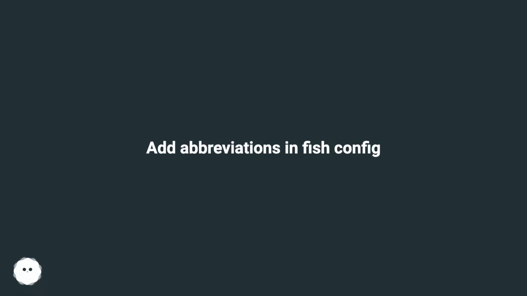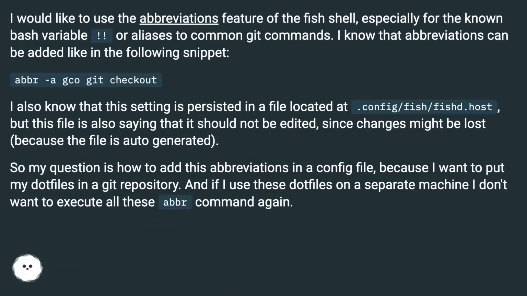Add abbreviations in Fish Config. I would like to use the abbreviations feature of the fish shell, especially for the known bash variable, or aliases to common Git commands. I know that abbreviations can be added like in the following snippet, abbr aco git checkout.